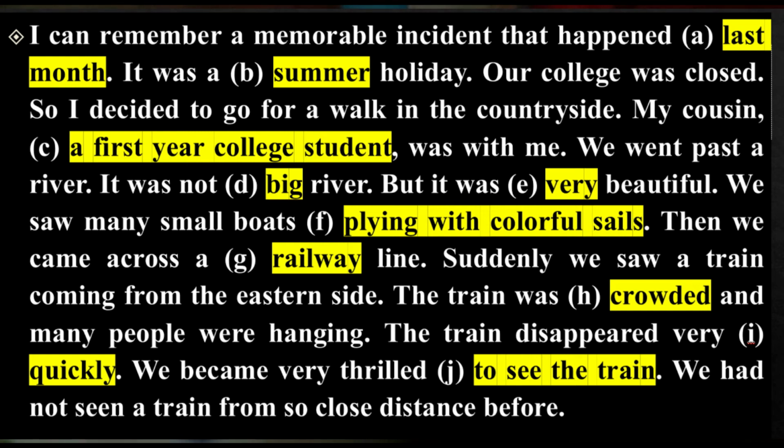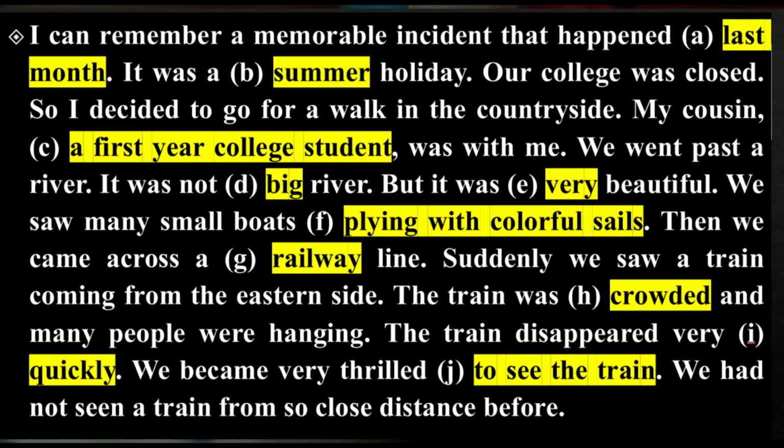Now come to the next line. It was a dash holiday. Here we are asked to use a noun adjective to pre-modify the noun. So we can use another noun to complete the sentence. Here we can put summer or winter. So the whole sentence will be: it was a summer holiday.